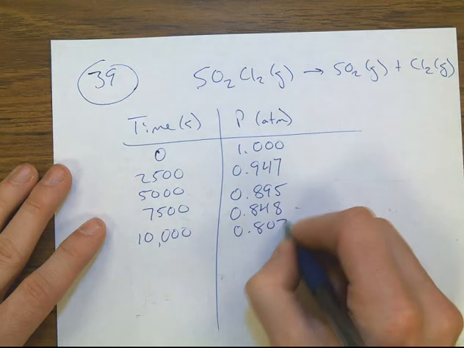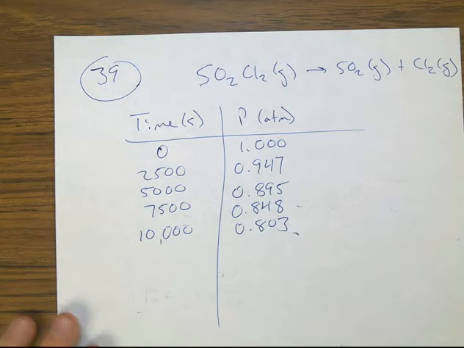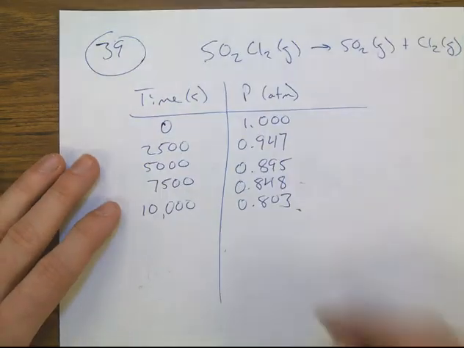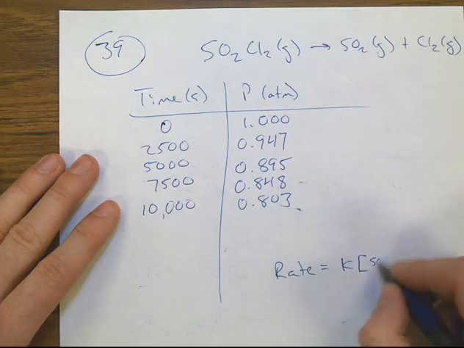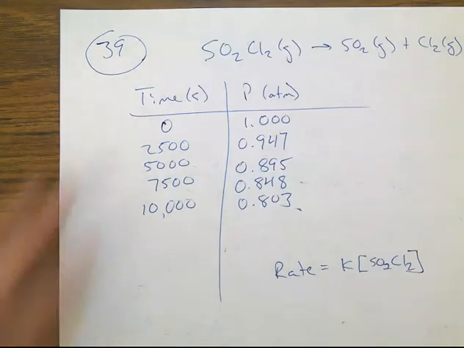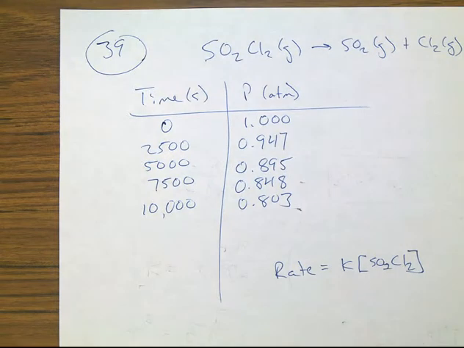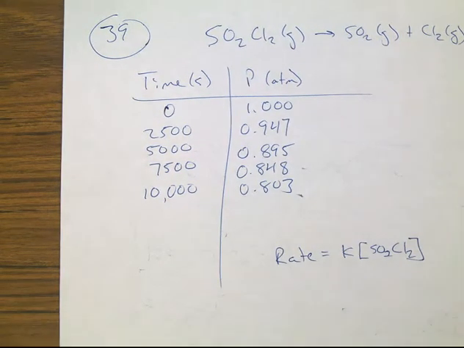All right, so now I'm given this data here, and the question is asking me to figure out the rate constant, so I'm trying to find k. So let me quickly just draft out a rate law here. So the rate is equal to k times the concentration of SO2Cl2, and it's first order, so I don't have any exponent because it should just be 1. Now remember, pressure is interchangeable for concentration, so we don't have to worry about doing any conversions at all.